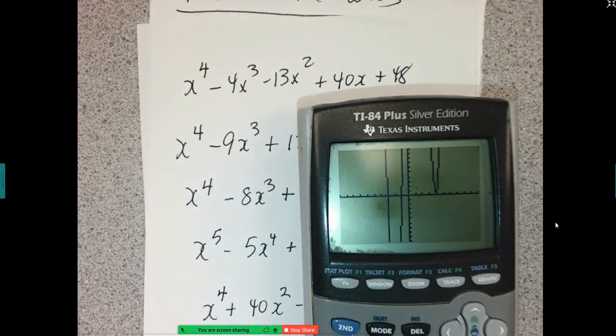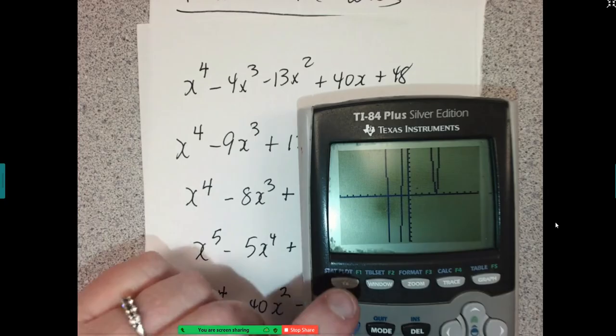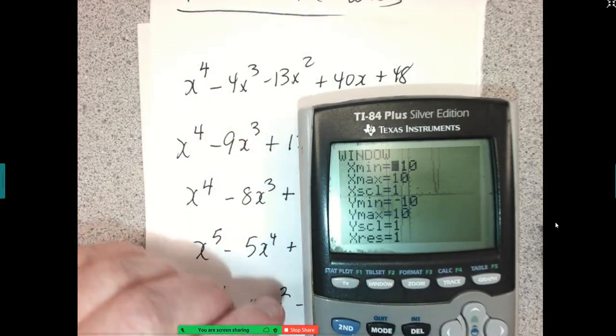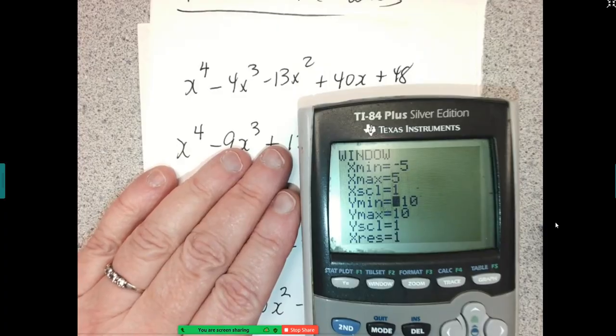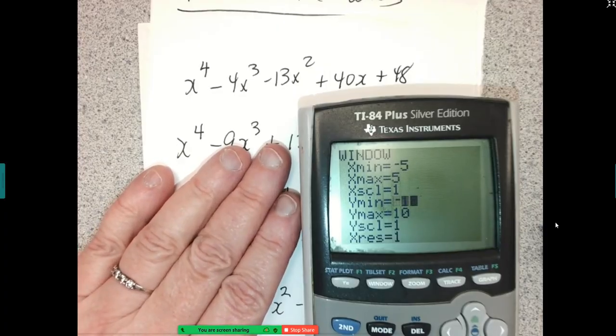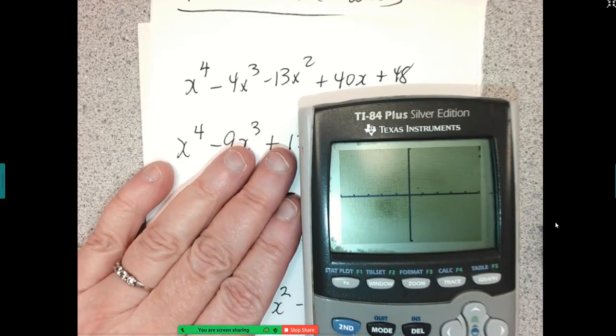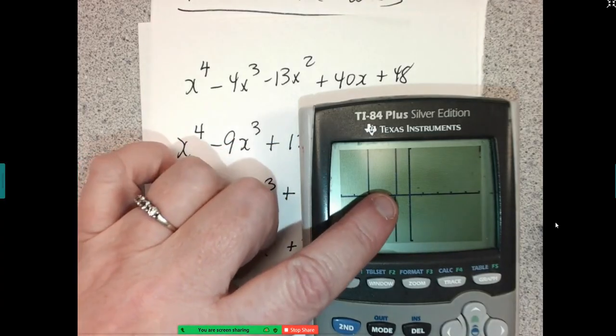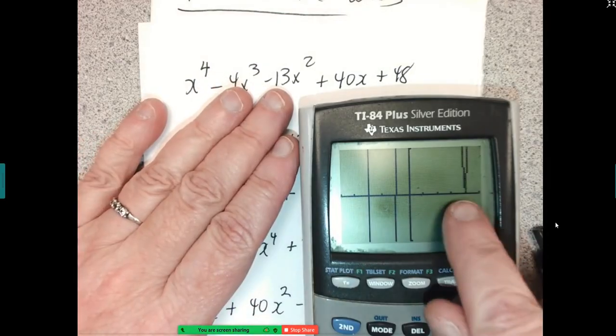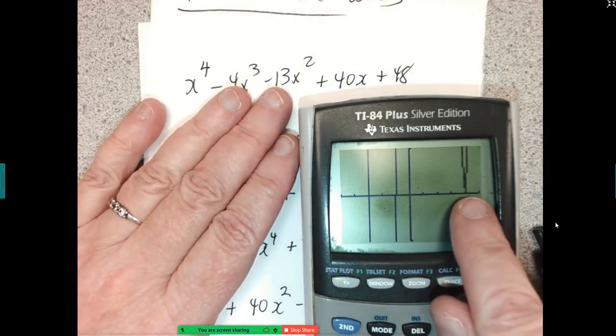Okay, that's looking really good. I'm just going to refine this now. I'm going to press Window, and I'm going to take my x-min from -5 to 5, and I'm going to do my y from -1 to 1. All right, looks like I have an x-intercept at -3, -1, and at 4.